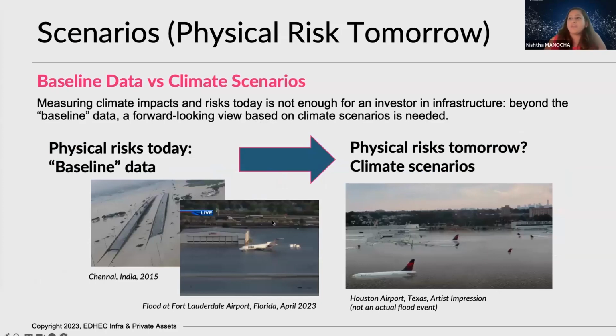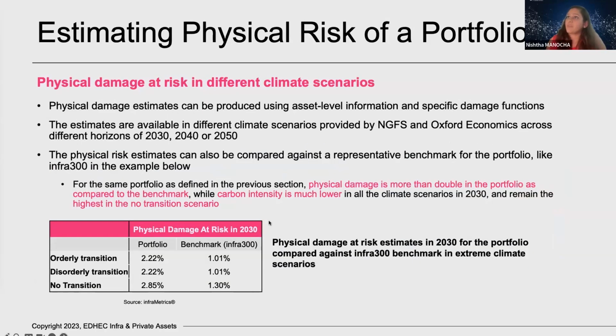And again, we can do this not only for physical risks today, which is baseline data, but we can also do this for different climate scenarios as outlined by NGFS and Oxford Economics. The example that I showed you was an asset level example.